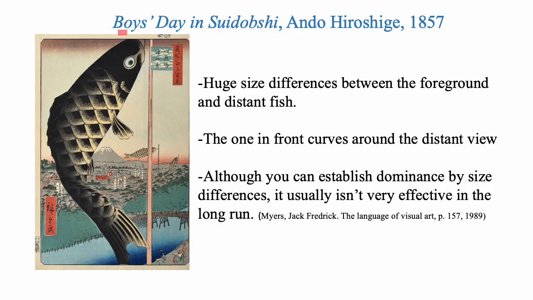This picture, called Boy's Day, shows huge size differences between the foreground fish here and the two in the distance. Although you can establish dominance by size differences, it usually isn't very effective in the long run, according to Jack Myers.